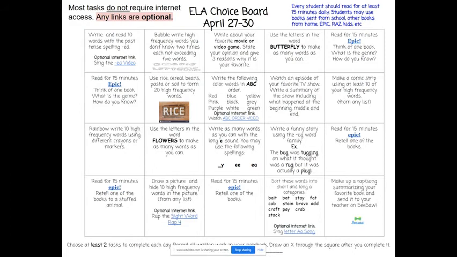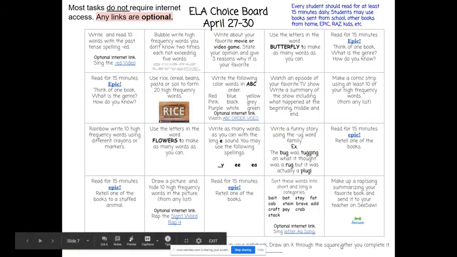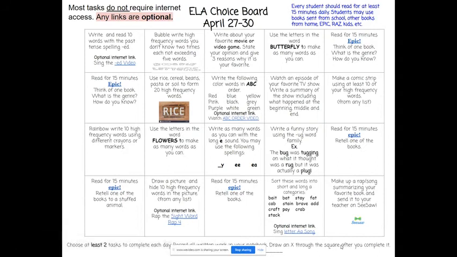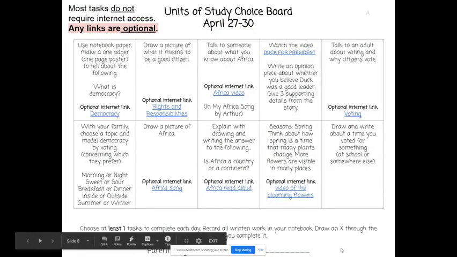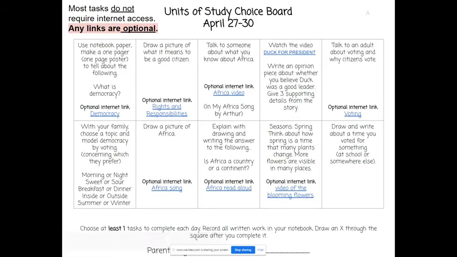Same thing for the ELA choices. There are up to 4 choices per day, but we require that they do at least 2. Any of the links are optional. Anywhere you see Epic, remember the students can just choose books from home if they do not have access to their Epic accounts or have a device where they can utilize Epic. Units of study board, again, 1 task per day, up to 2 because there are 10 that are included here.